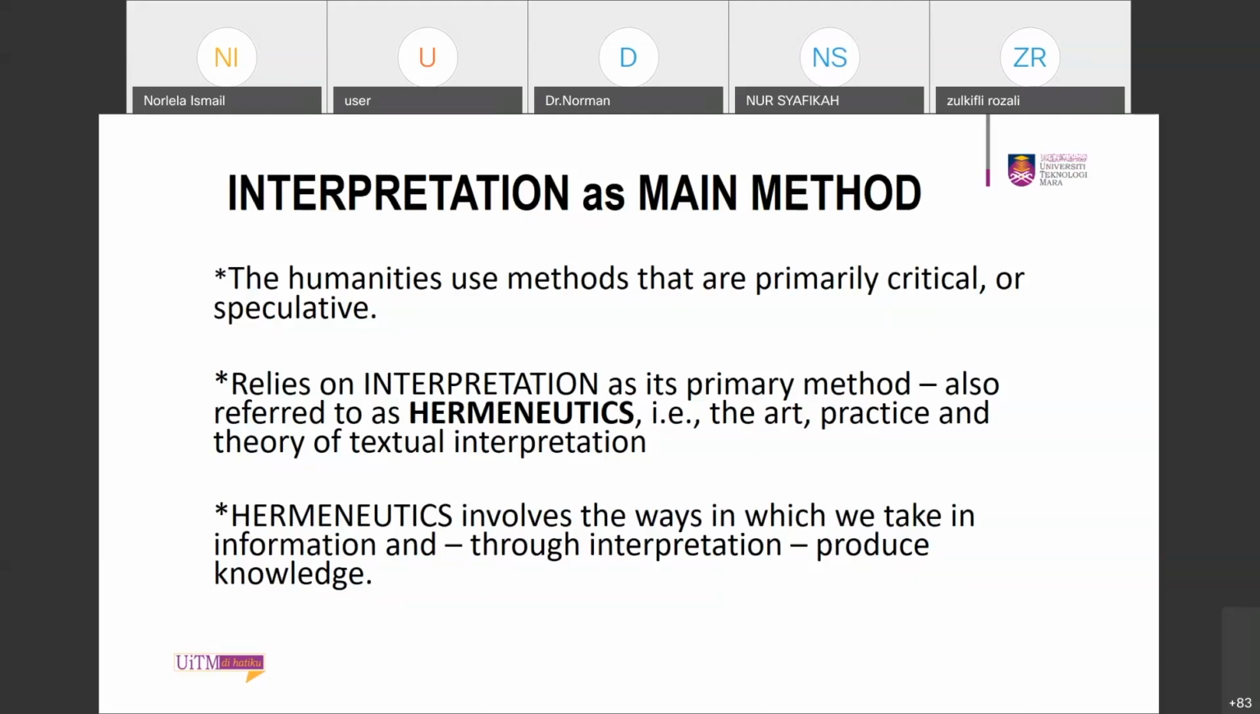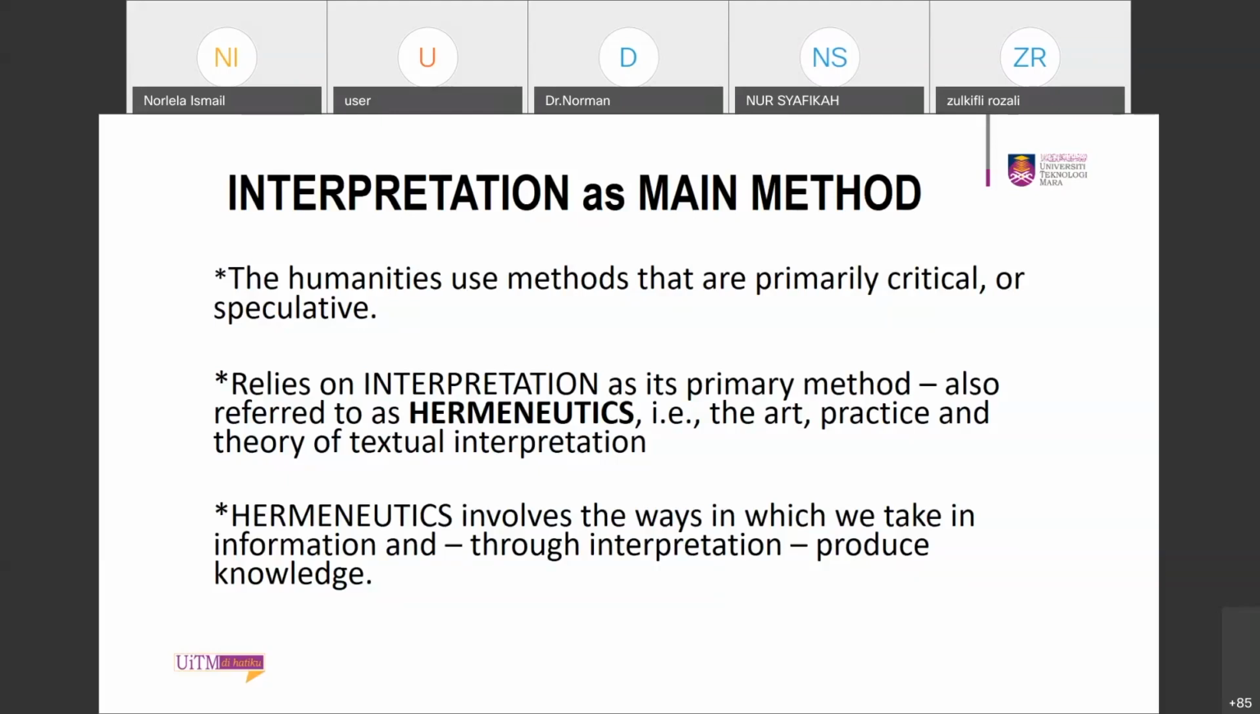And this interpretation is very much rooted in the tradition of what we call here hermeneutics. That is, hermeneutics is the art, practice, and theory of textual interpretation. So it is very much derived from the religious tradition, especially when it comes to those Abrahamic religions, monotheism, agama-agama Samawi, such as Judaism, Christianity, and Islam, which involve the interpretation of holy books or scriptural texts, such as Torah, Bible, and Al-Quran.